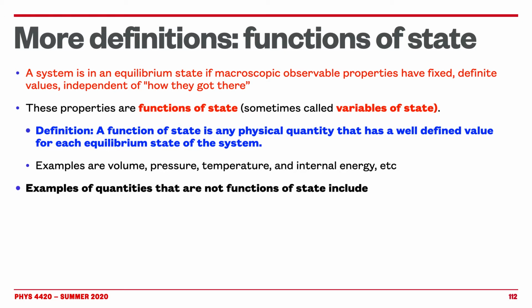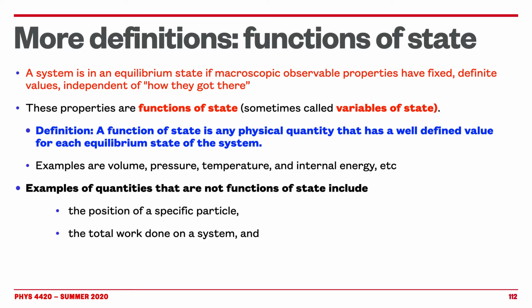So of course, sometimes it's easier to define things by saying what they are not. So examples of quantities that are not functions of state: the position of a specific particle, I described this to you a few seconds ago; the total work done on a system and the total heat put into the system.